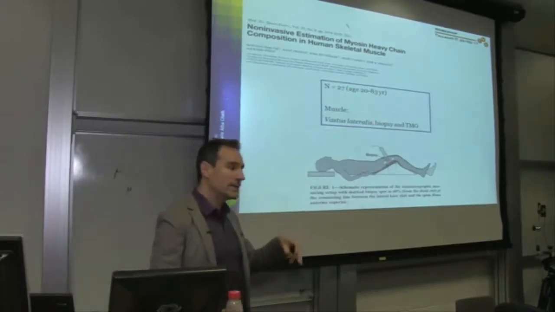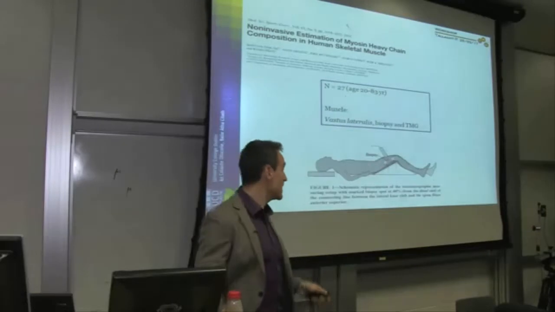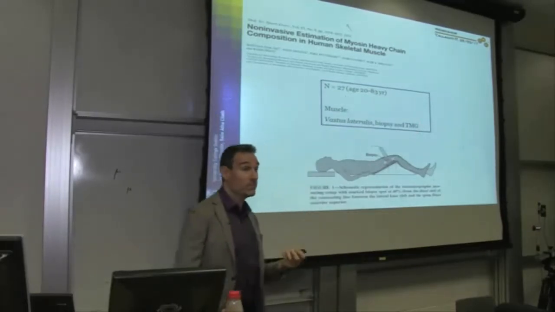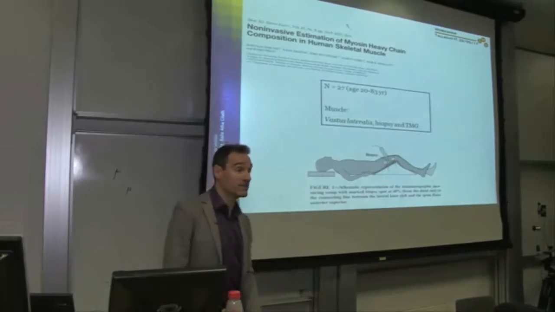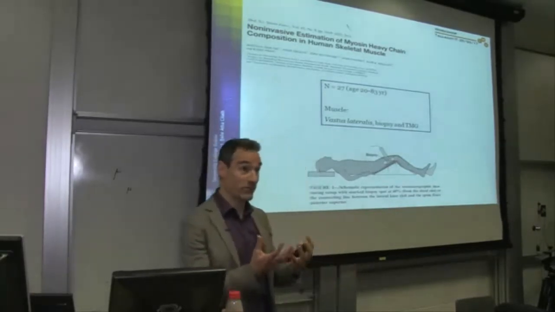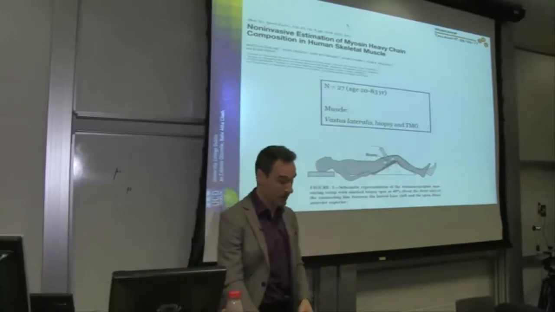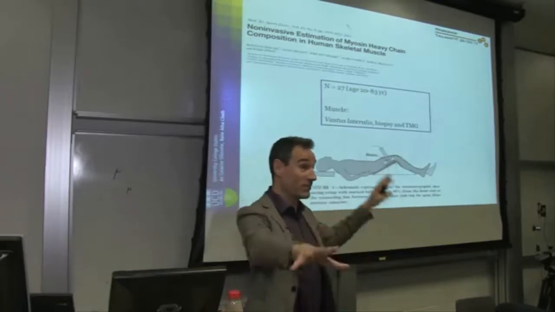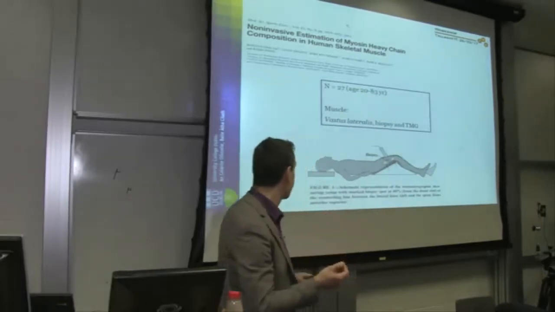This time, within the same subjects, they did tensiomyography, and they took a sample using biopsy. They took a sample of their muscle. So you can tell now that the design is quite robust. The same people had a muscle sample taken and TMG measured. So it's not two different groups and making assumptions.